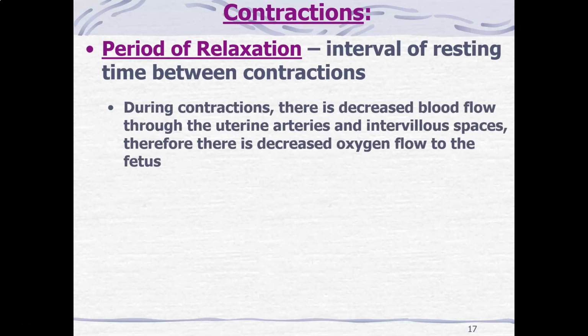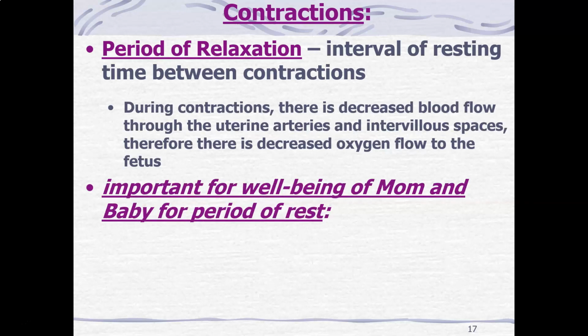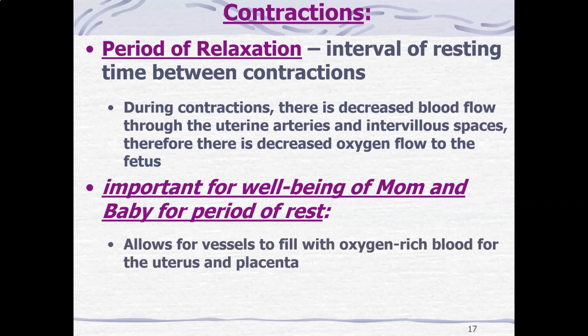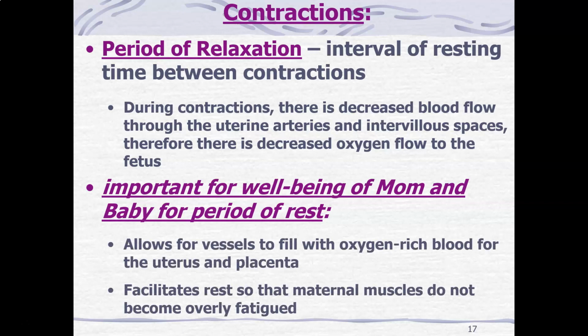All right, then you have that period of relaxation, the interval of resting between contractions. So during contractions, there's decreased blood flow through the uterine arteries and the intervillous spaces. Therefore, there's a decreased oxygen flow to the fetus. So with contractions, you have decreased blood flow to the baby, decreased oxygen to the baby. So it's very important for the well-being of the mom and the baby for this period of rest in the contraction cycle. It allows for the vessels to fill with oxygen-rich blood for the uterus and placenta, and facilitates rest so that the maternal muscles do not become overly fatigued, because they may be at this for a couple of hours.